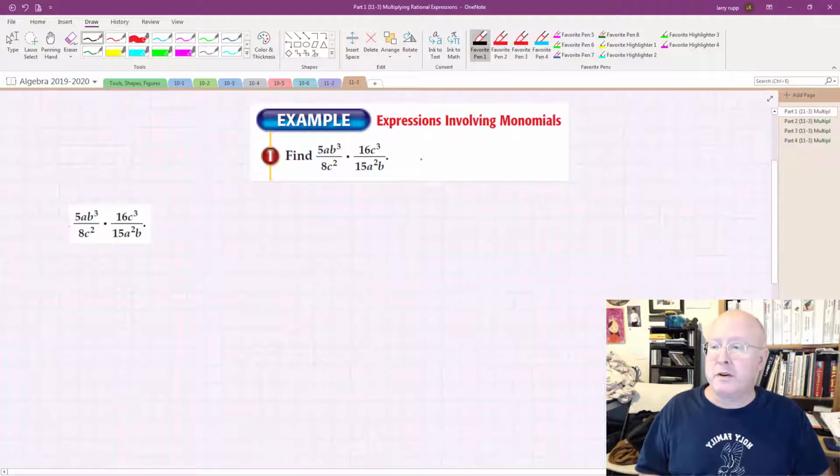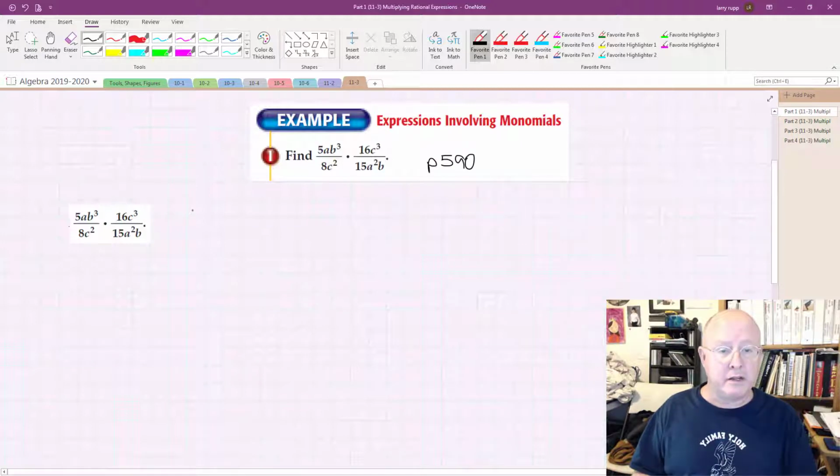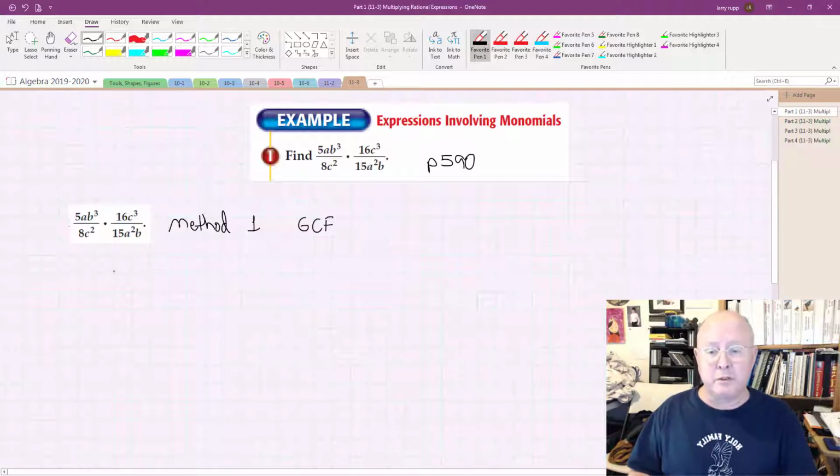This is going to be on page 590. It says, find this product. I'm not going to read this out to you. We're going to do this with two methods. So method 1, you could consider the brute force method. You're going to multiply it all together, and then you're going to simplify using the greatest common factor. So let's multiply this all together.